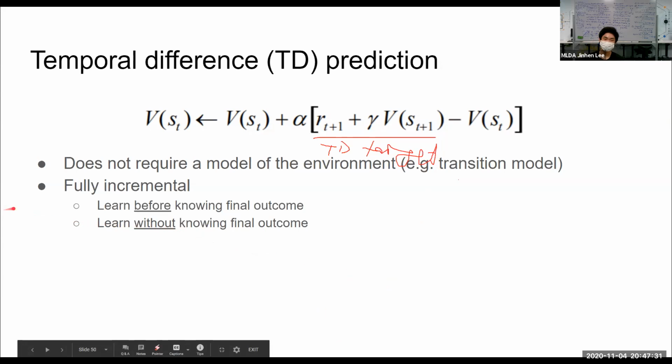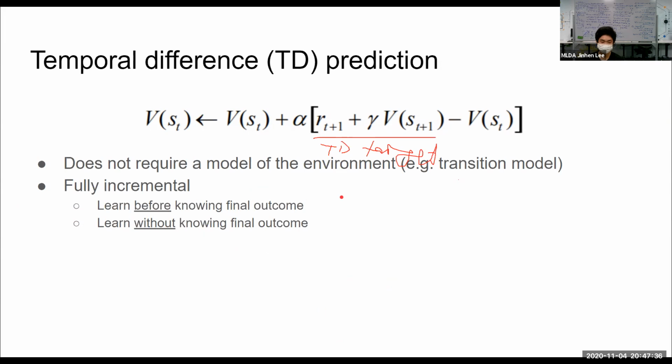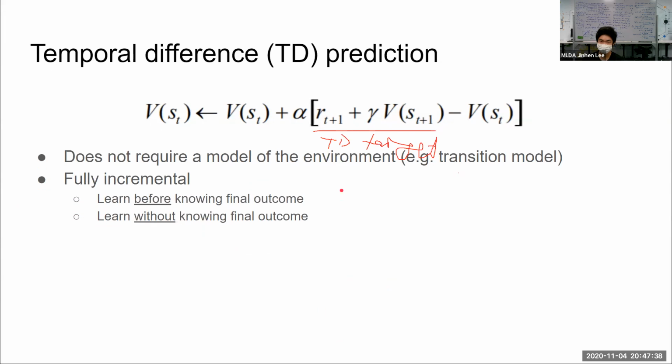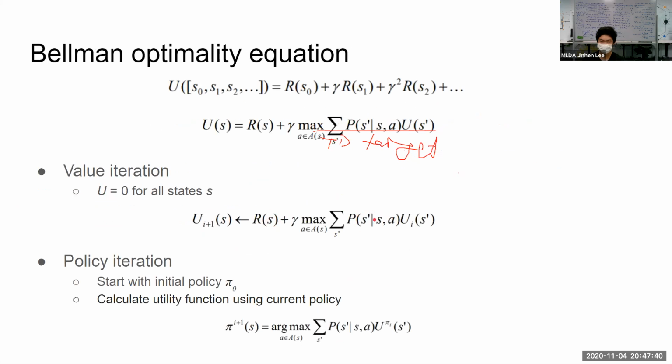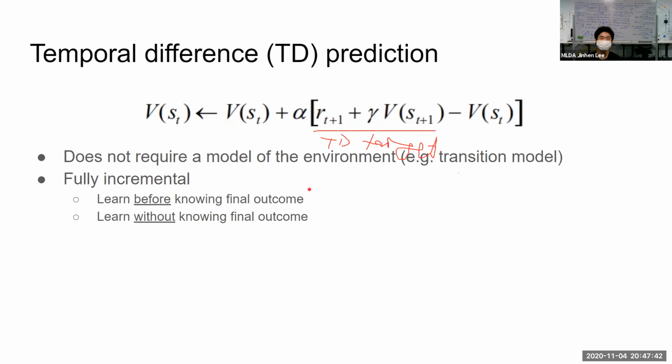As I mentioned earlier, it does not require a model of the environment, which is the transition model, in this case the P, this thing. So it is fully incremental in the sense that it can learn before or without knowing the final outcome. So it will refine its prediction over subsequent time steps, and it will eventually converge to your optimal state value function.